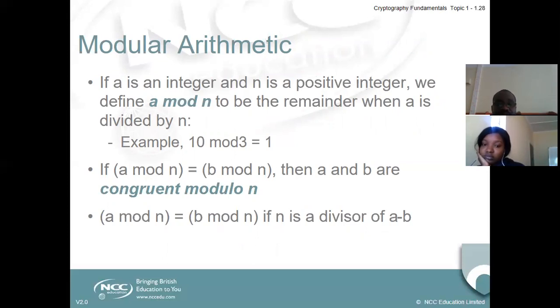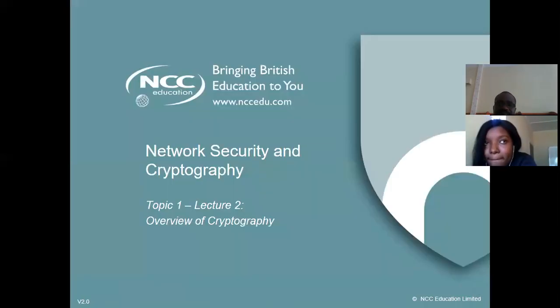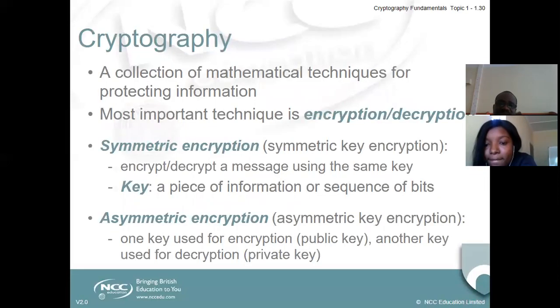If A mod N is equal to B mod N, then A and B are congruent modulo N. A mod N is equal to B mod N if N is a divisor of A minus B. Okay.